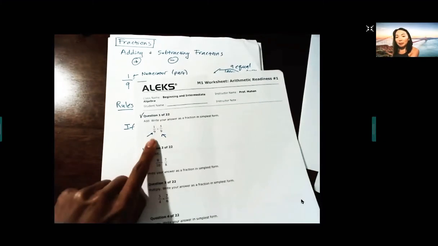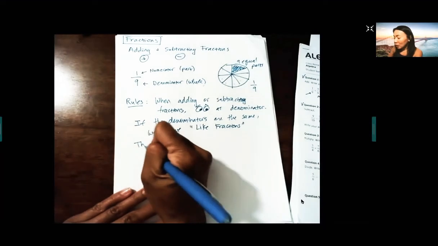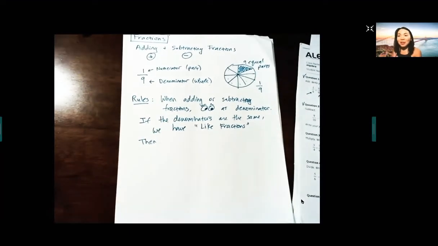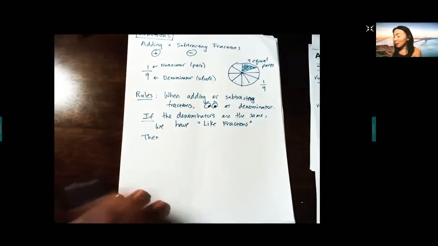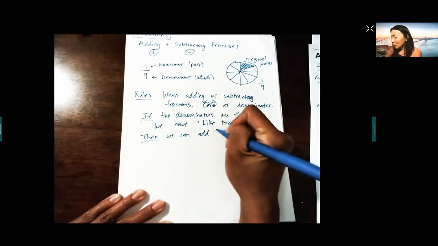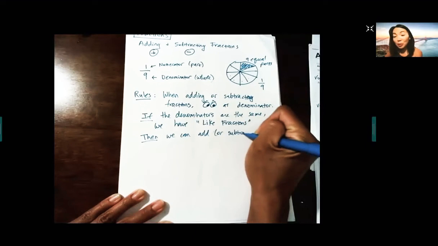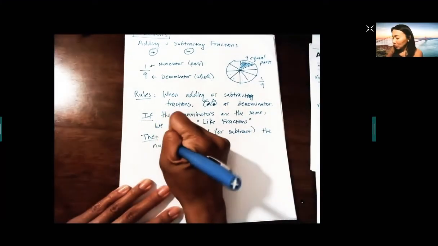That means I'm kind of having two pizzas, both of them cut up in 9 pieces, right? So they're like pizzas, or they're like denominators. Because they have like denominators, or they're like fractions, this is an if and then. So there's a lot of ifs and thens in the topic of math. So if the denominators are the same, then we can add or subtract, depending on whatever the verb is. We can add or subtract the numerators together.